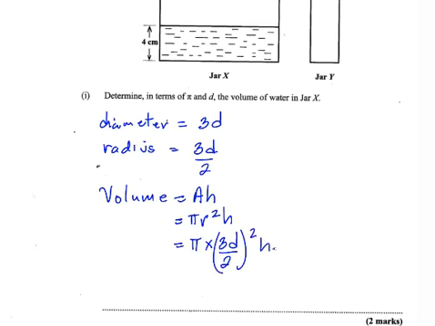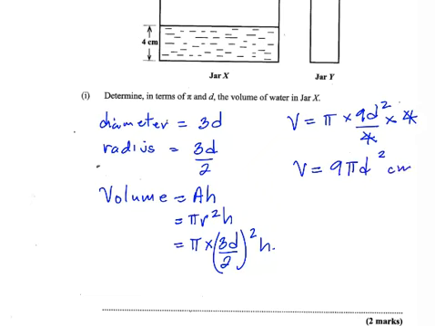Now, the volume would be equal to pi times 3 threes are 9, so it's 9d squared, 2 squared is 4, times the height of the water in the container, which is also 4. So the 4 cancels the 4. So the volume of liquid, or the volume of water in jar X, is 9 pi d squared centimeters cubed.